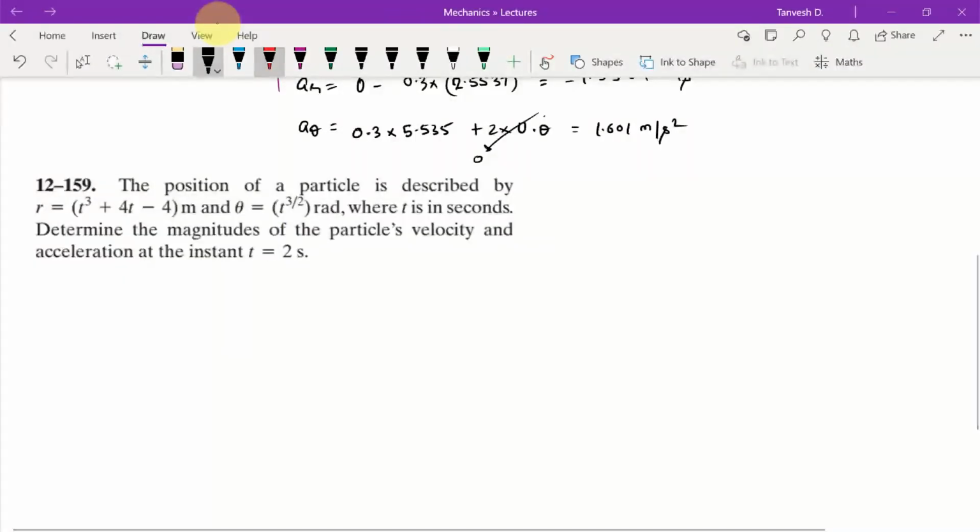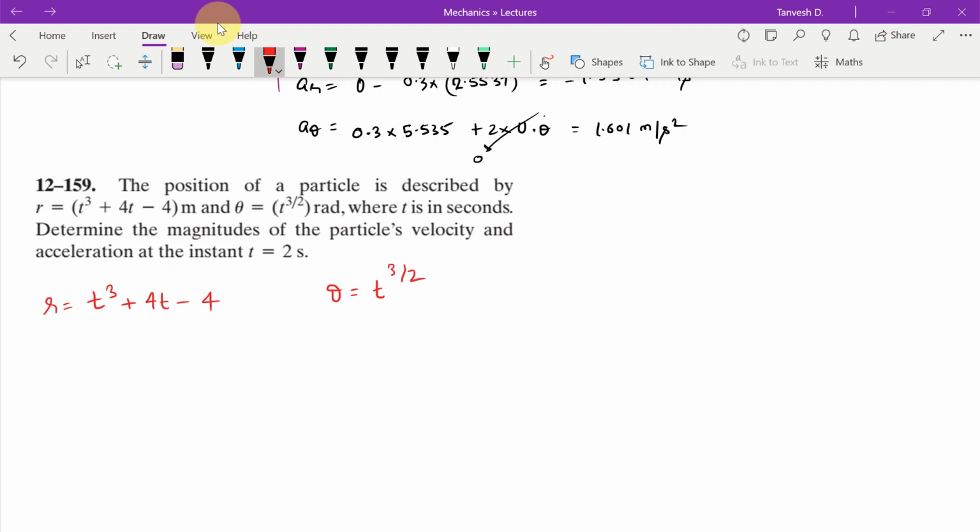So what is given in this question is the position of a particle is described by r equals t cube plus 4t minus 4 meters. So here what we are seeing is that r is also varying with respect to time, therefore r is not constant here. So r is equal to t cube plus 4t minus 4, and theta is equal to t raised to 3 by 2. So both r and theta are varying with respect to time. We need to find the magnitude of the particle's velocity and acceleration at the instant of t equals 2 seconds.